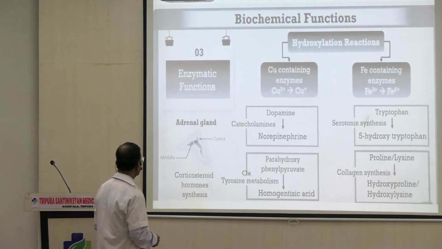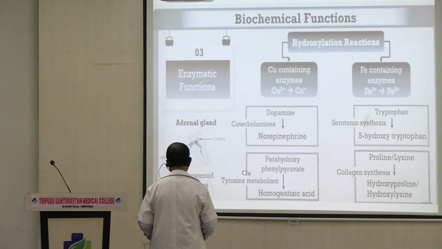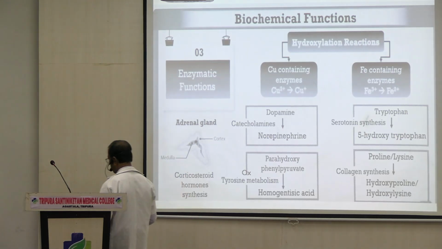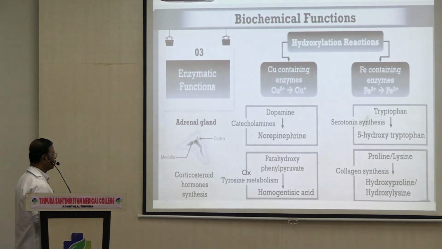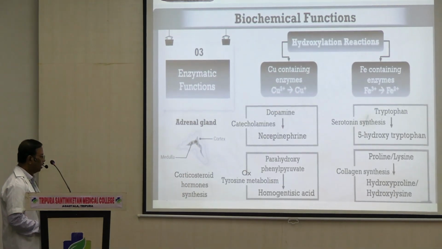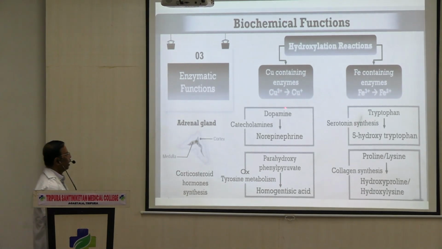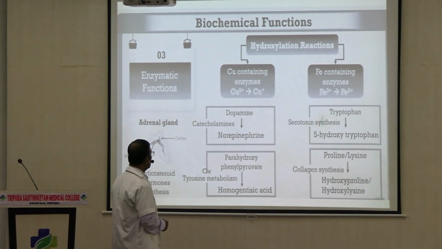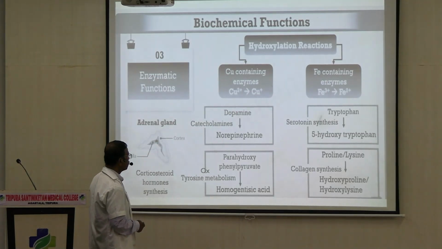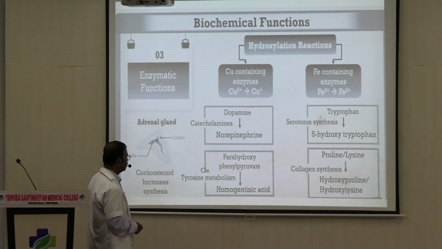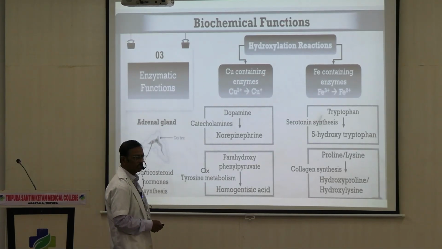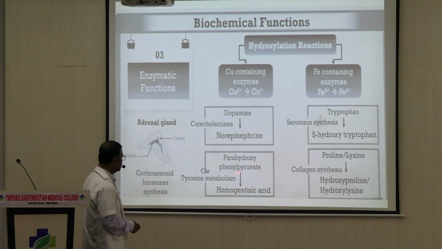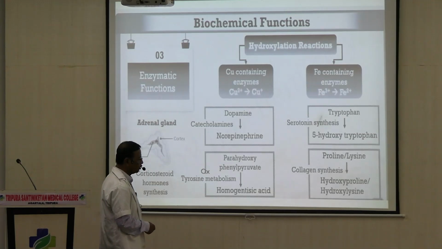In the adrenal gland, it helps in synthesizing corticosteroid hormones. In the case of copper-containing enzymes, like dopamine to norepinephrine, and para-hydroxyphenylpyruvate to homogentisic acid, this is the step where catecholamine synthesis occurs, and this step is required in tyrosine metabolism.